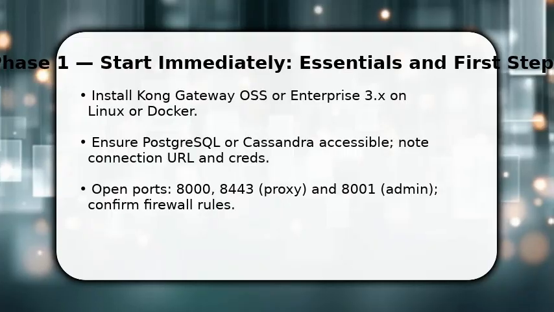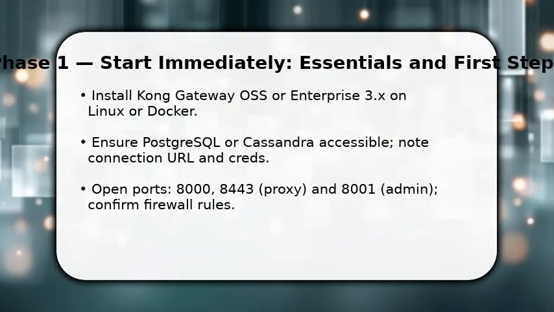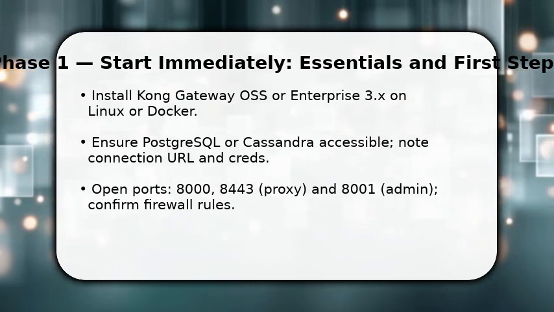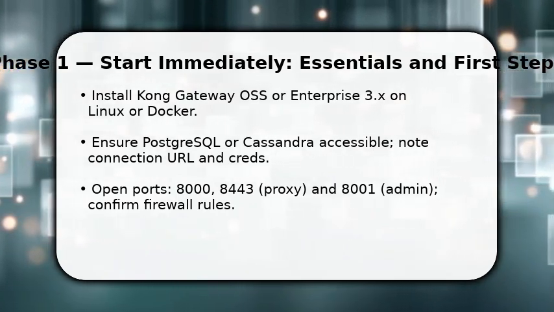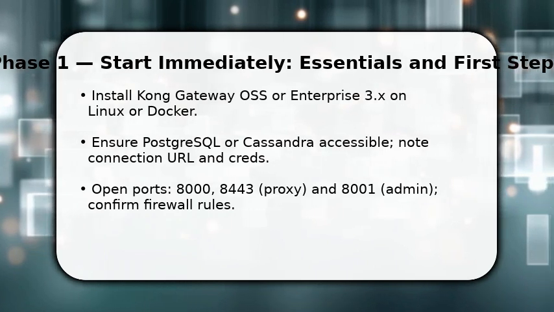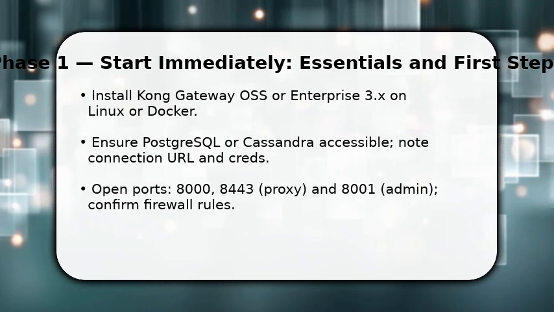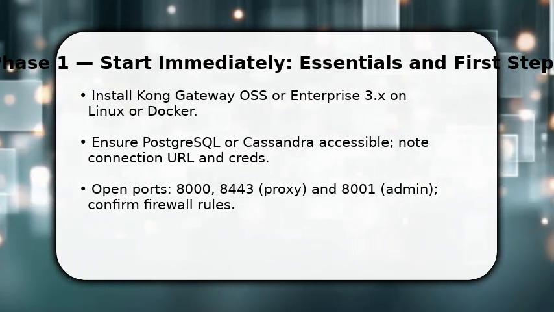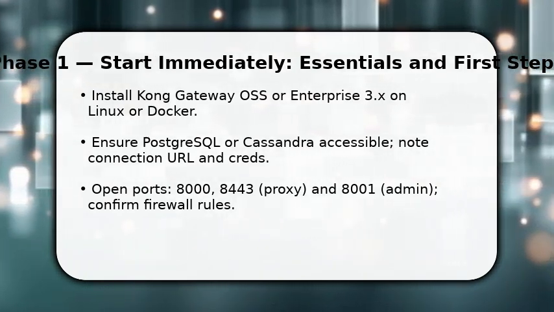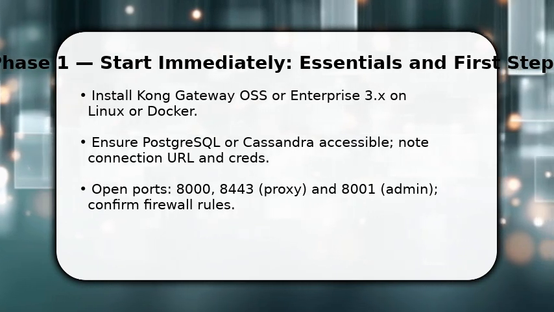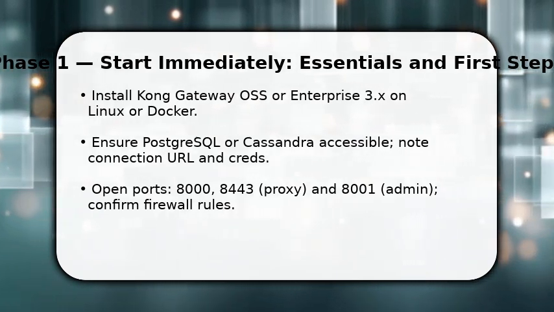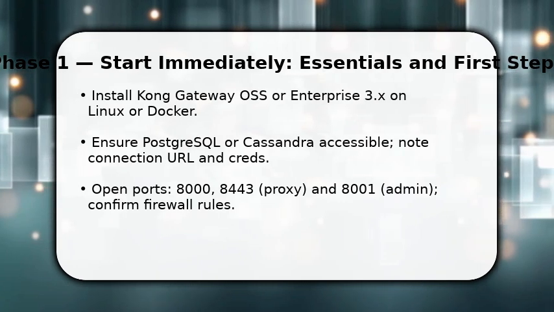You start by installing Kong now. Pick OSS for simplicity or Enterprise for plugins and support. Once done, provision a PostgreSQL database and note the connection string and user credentials so Kong can bootstrap. Make sure to open proxy ports 8000 and 8443 and the admin API on 8001. These are the control and traffic paths.